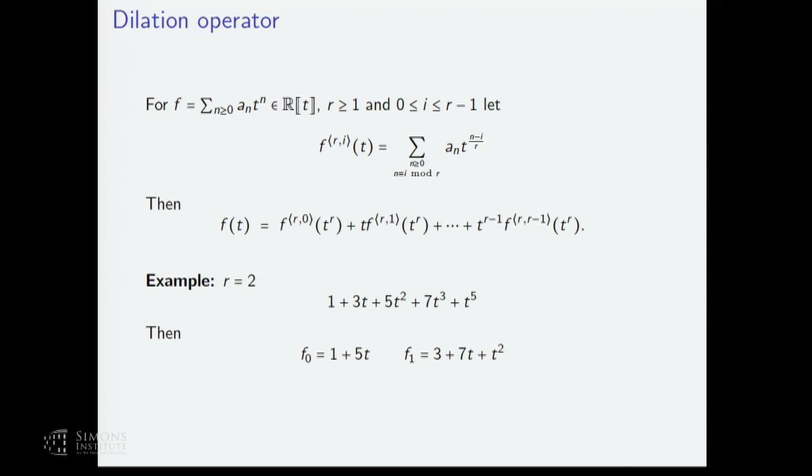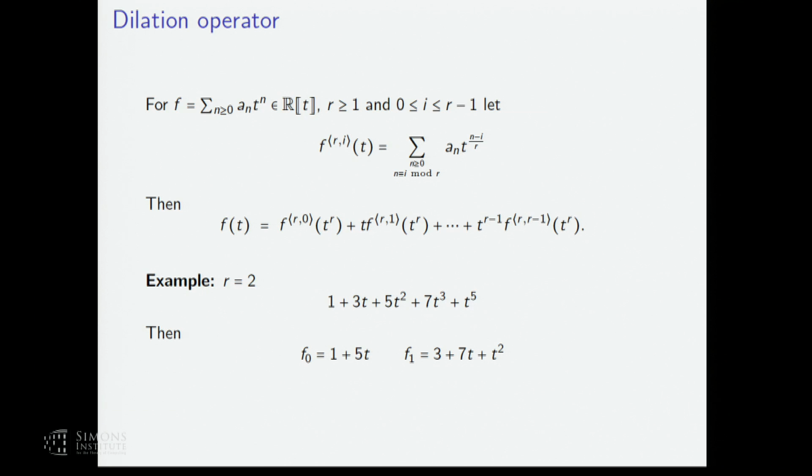So what do we do? Imagine you have a formal power series. Then what I want to do is, for a given integer r and a number i between 0 and r minus 1, pick all the terms where the exponent is congruent to i modulo r. And then what I do to the exponent is n minus i, divided by r. So I forget that this was a multiple of r. So the idea is to decompose the polynomial by picking just every rth term.